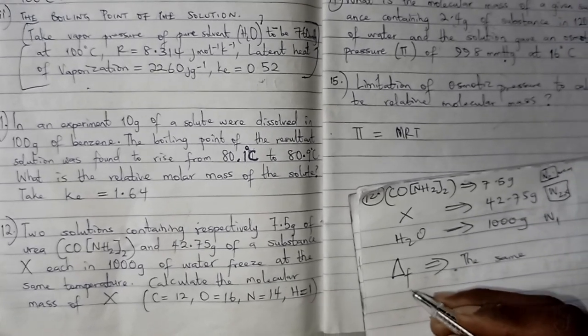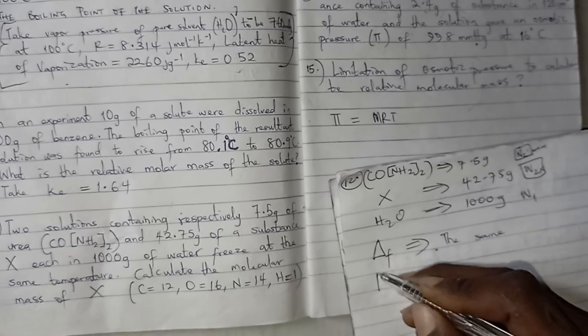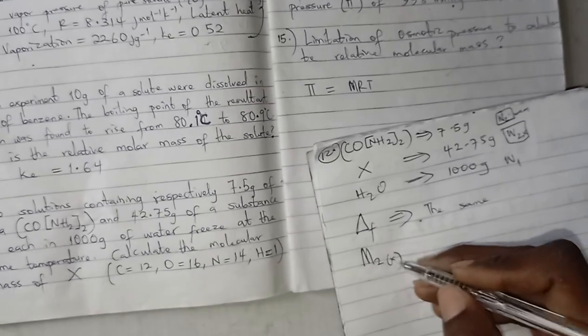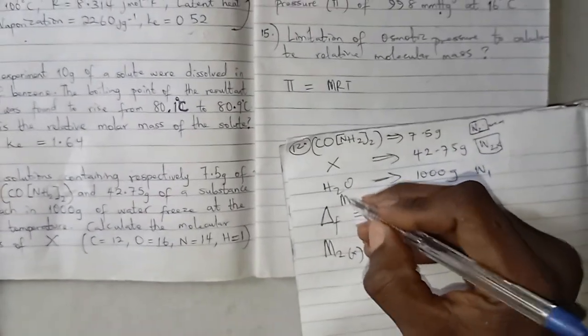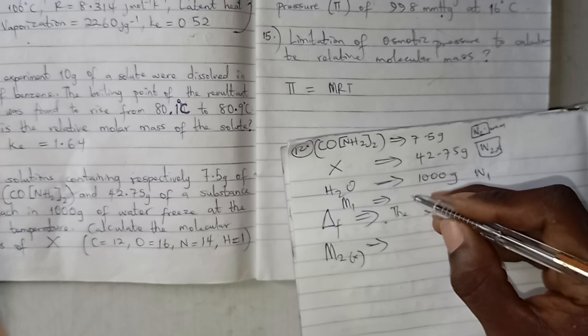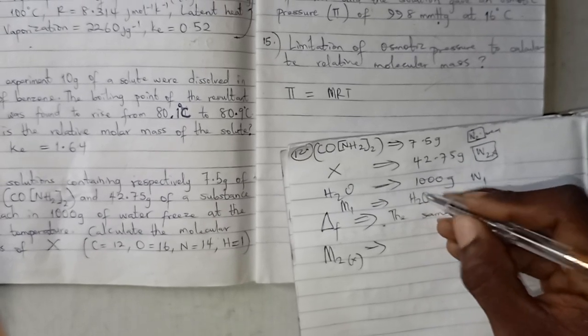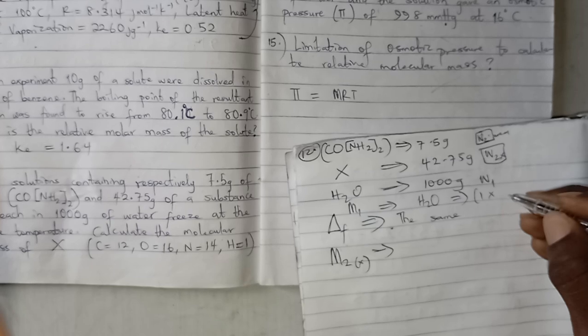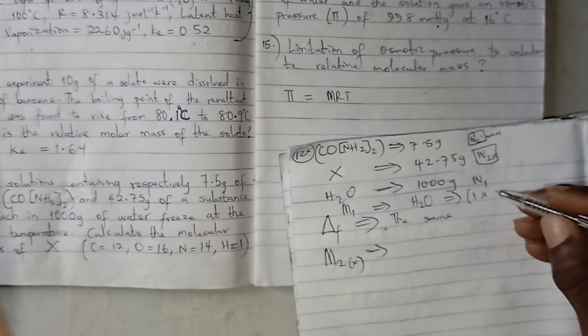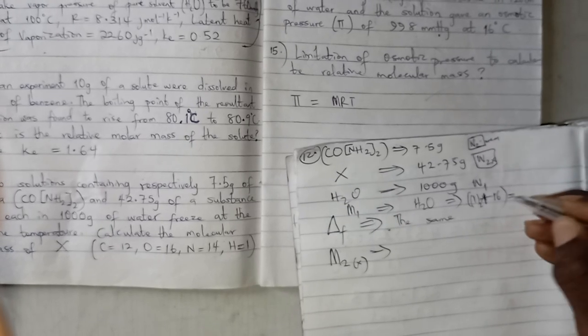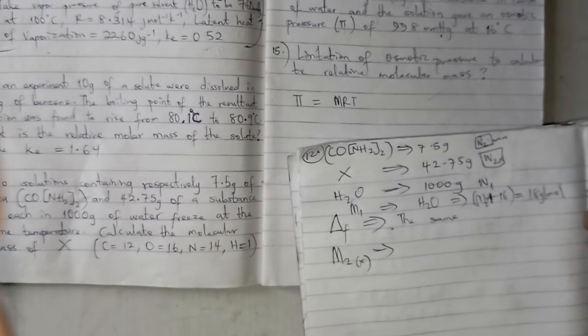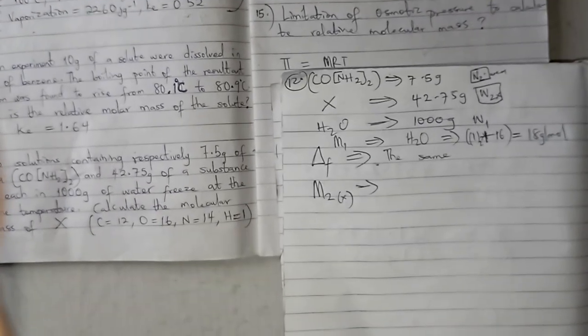They say calculate the molecular mass of X. That is M2, what we are finding. Is there any other thing we need? Okay, we need to find M1, which is the same thing as saying 1 times 2 plus 16, which equals 18 gram per mole. 18 gram per mole. Very important.